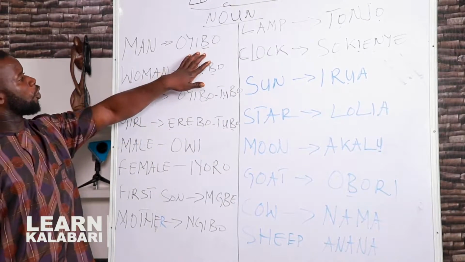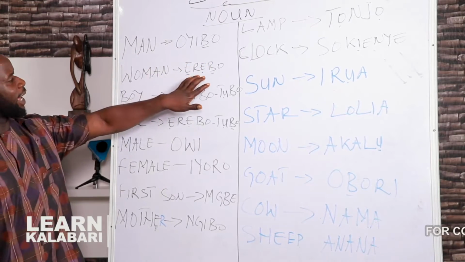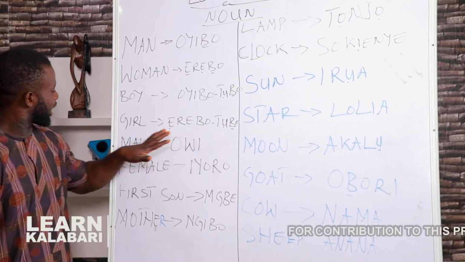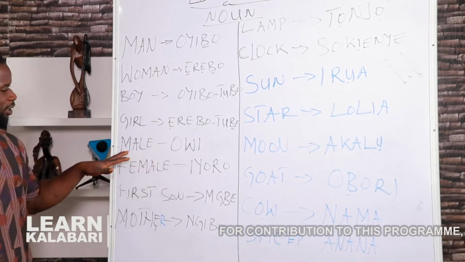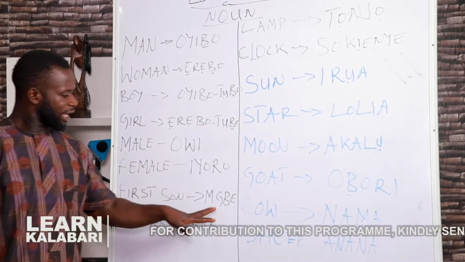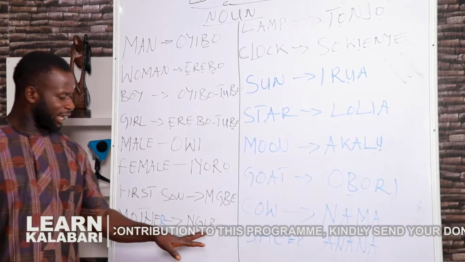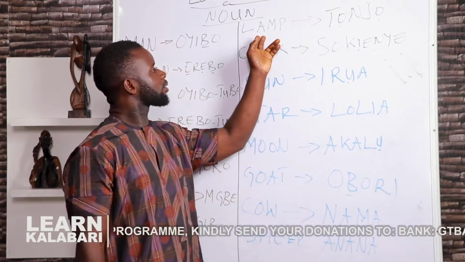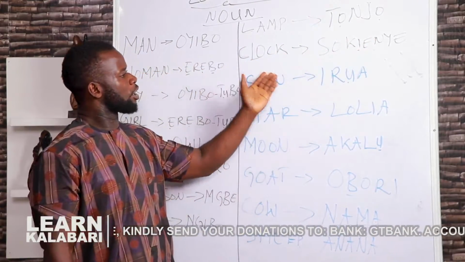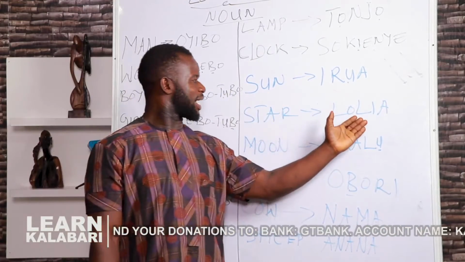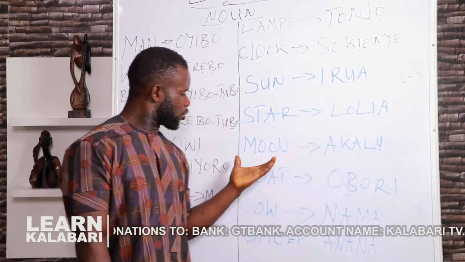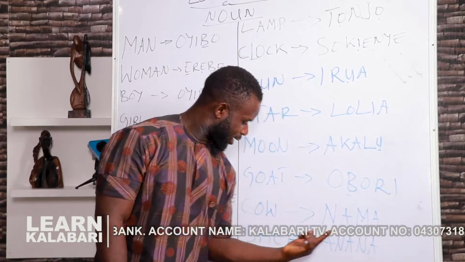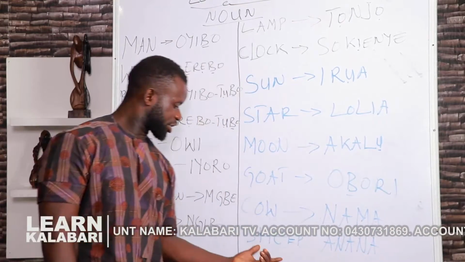Beki take a Oyibosien, man. Beki take a Erebosien, woman. Beki take a Oyibosien, boy. Beki take a Erebosien, girl. Beki take a Oyibosien, male. Beki take a Yorosien, female. Beki take a Ingbesien, first son. Beki take a Ingibosien, mother. Beki take a Tonjosien, land. Beki take a Sokiensien, clock. Begin take a Eroasien, sun. Begin take a Loliasien, star. Begin take a Akalosien, moon. Begin take a Oborisien, goat. Begin take a Namasien, cow. Begin take a Ananasien, sheep.